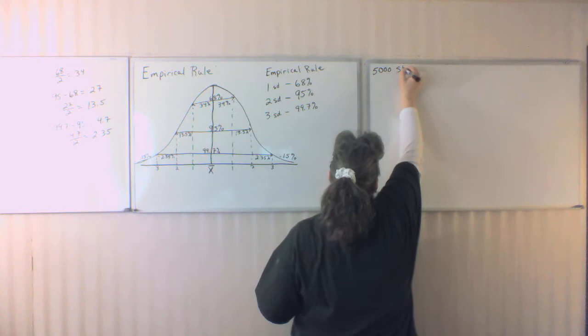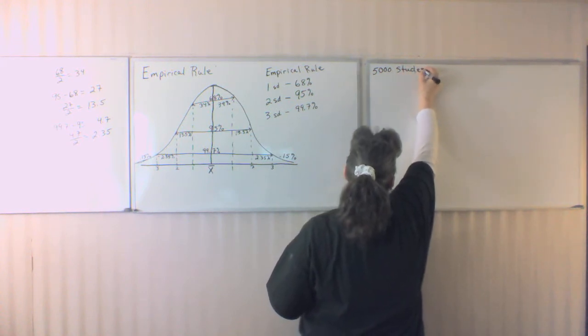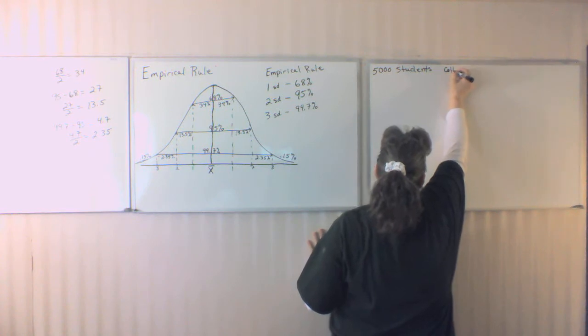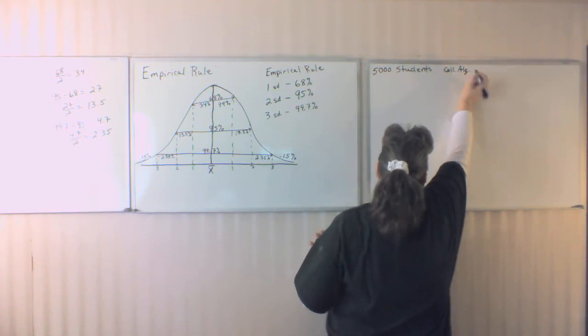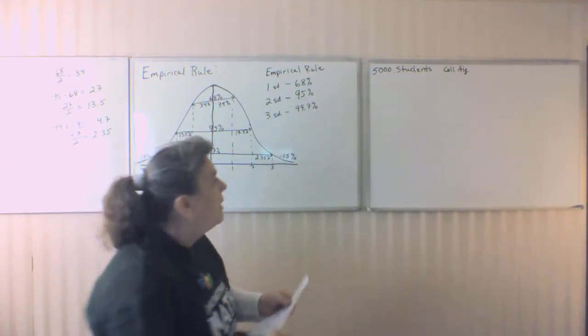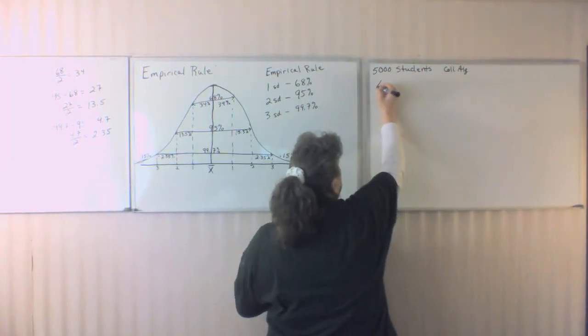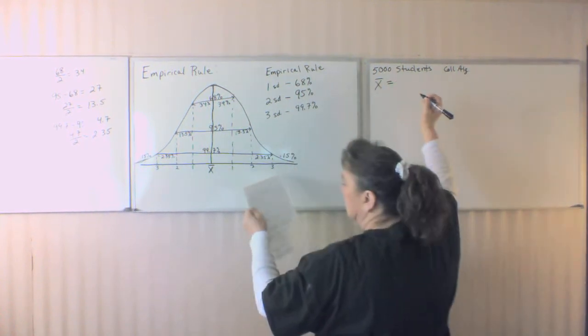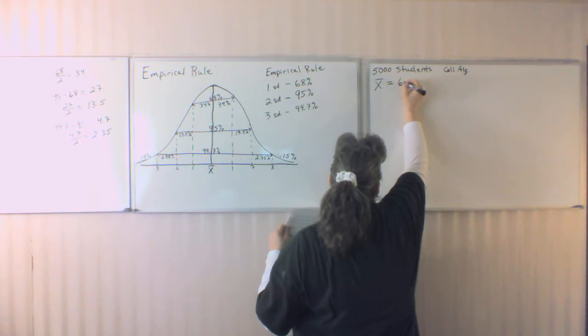Those 5,000 students took a college algebra test. Okay, a college algebra test. Now, the interesting thing is what happened here. The mean, and I'm going to use the symbol for the mean, of the college algebra test is 65%.